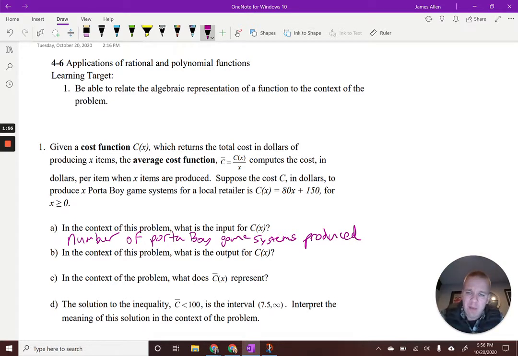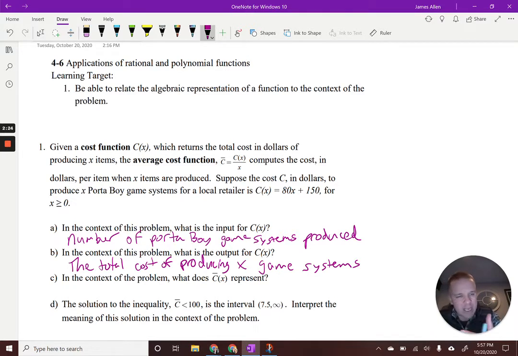In the context of this problem, part B, what is the output for C of x? Well, that would be the total cost of producing x number of game systems, right? So if I put in 1 game system, I will get $230 to produce it. If I do 2, that'll be this, 3, this, and so on and so forth. So let's jot that down. Total cost of producing x game systems, x being some positive number or equal to 0, right? x is greater than or equal to 0.